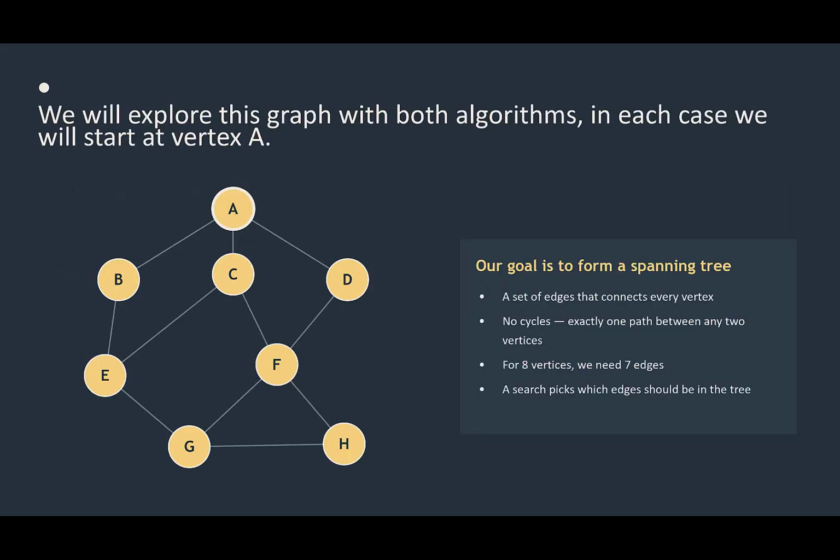To show you an example of using the algorithms, I'm going to use the graph below, and in each case I'm going to start at vertex A. Remember, our goal is to form a spanning tree, which means we have a set of edges that connect every vertex, but we won't have any cycles. We'll only have one path between any two vertices. For the 8 vertices we have, we know we're going to need 7 edges. The search is going to help us pick which edges we should use in our tree.